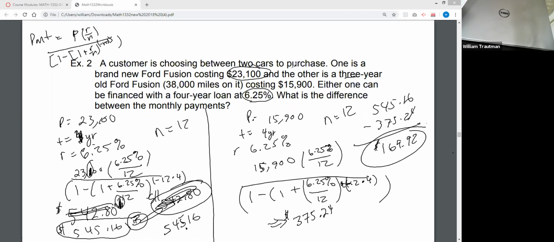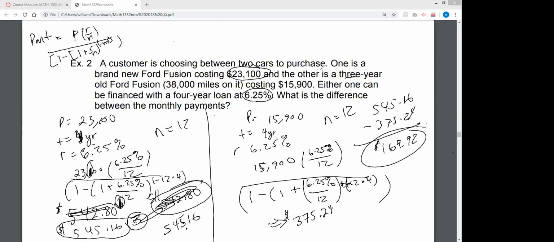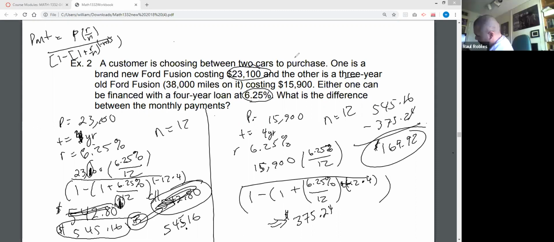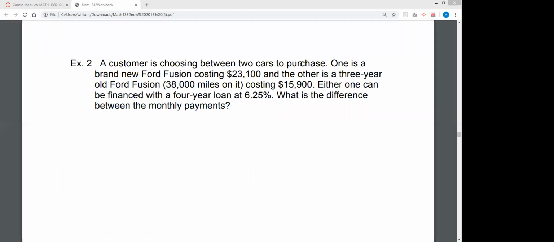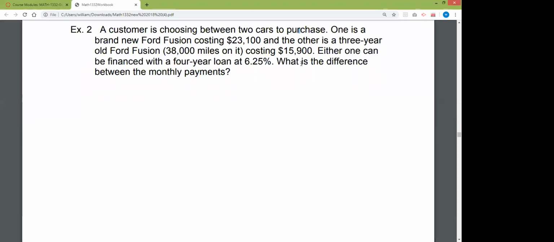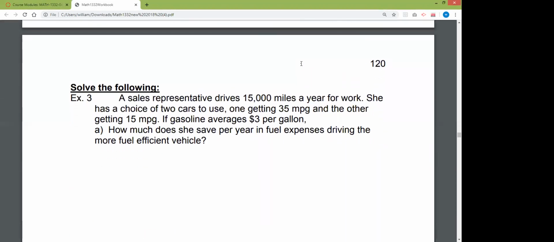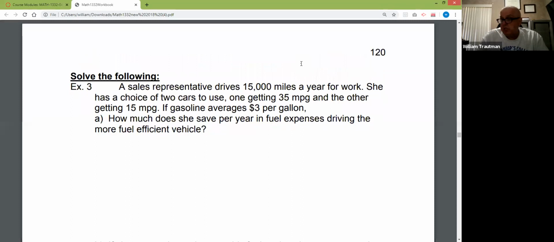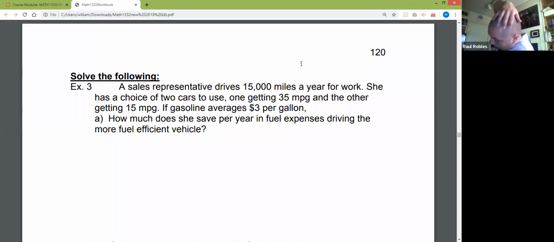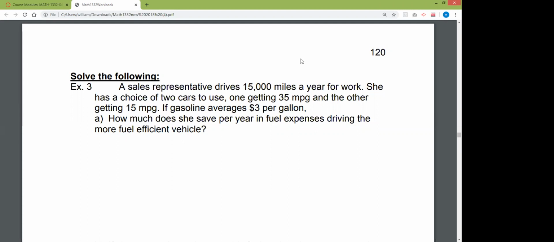All right. Let's go on. Oh, I'm having a migraine. Okay. What was the second answer? The monthly payment? I deleted it. The second payment was 375.24.